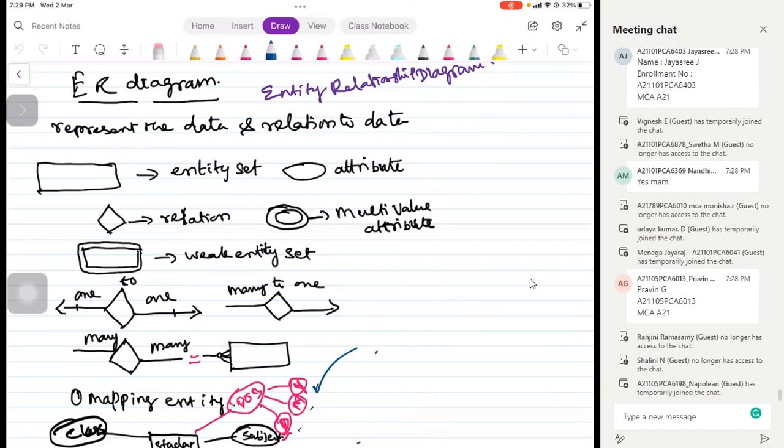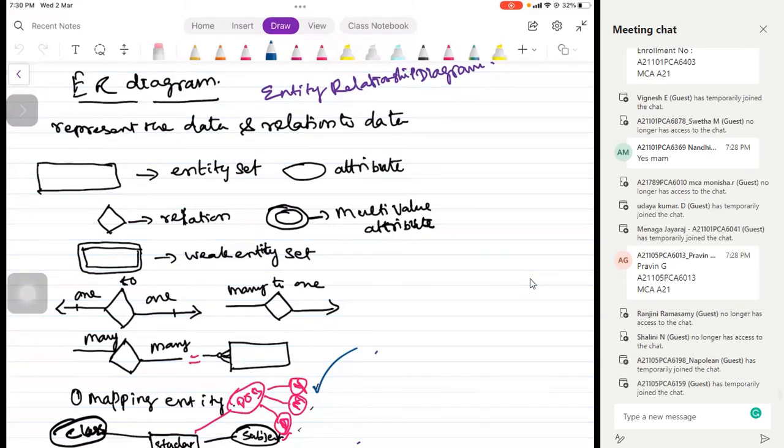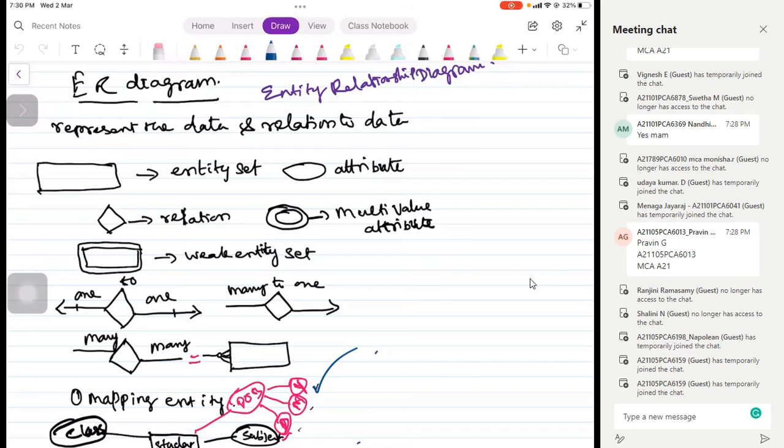Have you heard about the DFD, data flow diagram? Designing a flow diagram, use case diagram, entity relationship diagram: each and every diagram represents one specific purpose of designing, isn't it? So the entity relationship diagram deals with the relationship between the data.